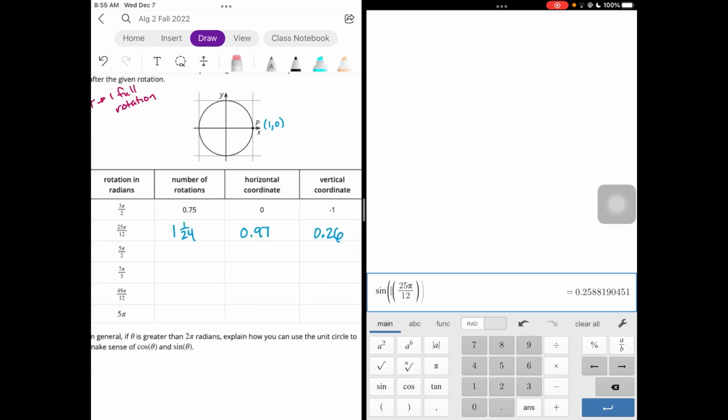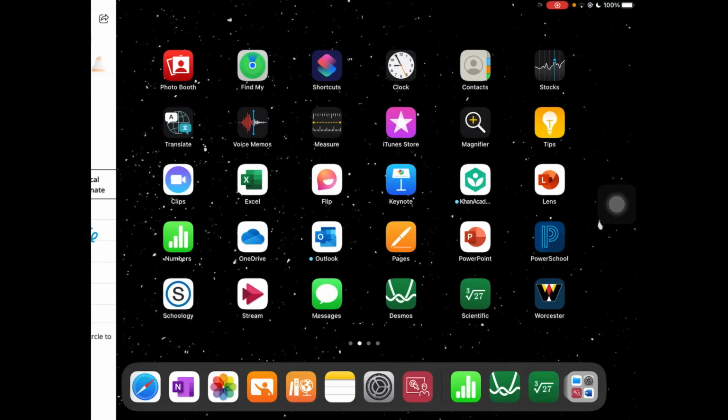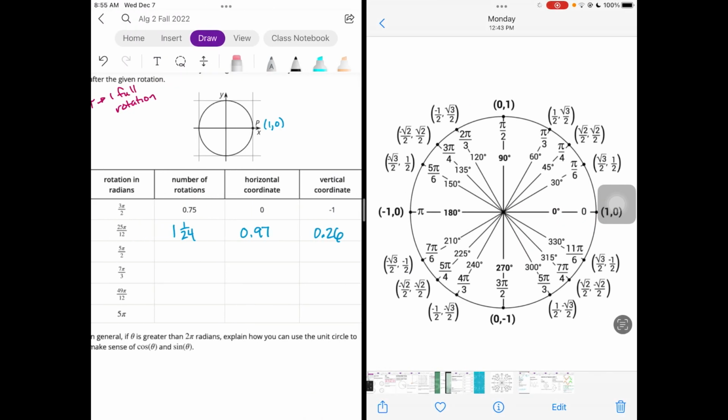Okay. Now we're going to bring back our unit circle. There's probably a better way to do this. I should figure it out.